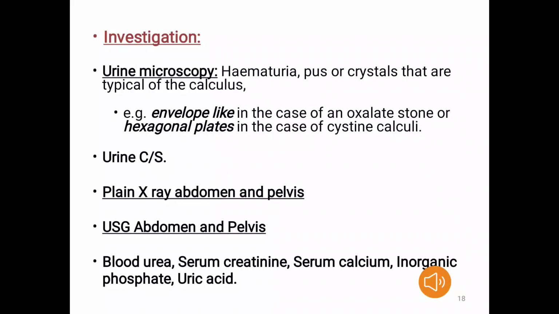So the required investigations are urine microscopy, urine culture and sensitivity, plain X-ray of the abdomen and pelvis, ultrasonogram of abdomen and pelvis, blood urea, serum creatinine, calcium, inorganic phosphate and uric acid. In urine microscopy, there may be hematuria, pus or crystals that are typical of certain calculi. Example, envelope-like in case of oxalate stone, hexagonal plates in case of cystine calculi.